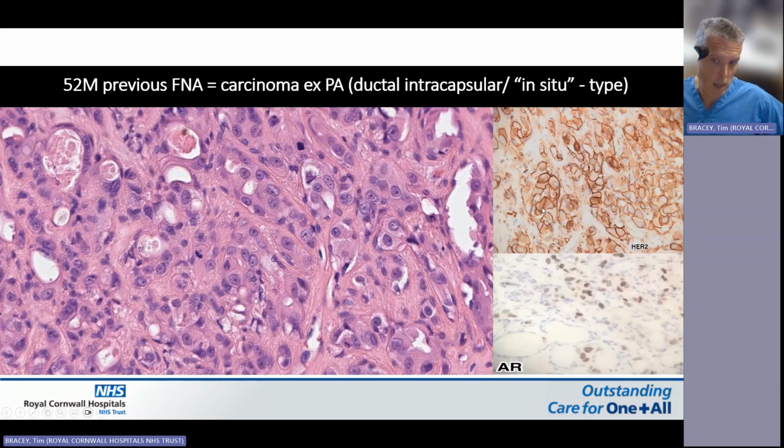It has a very high rate of HER2 upregulation, so HER2 3+ on immunohistochemistry, and also the tumour cells were androgen receptor positive. So testosterone receptor equivalent of about 7 or 8 out of 8 using the breast scale.